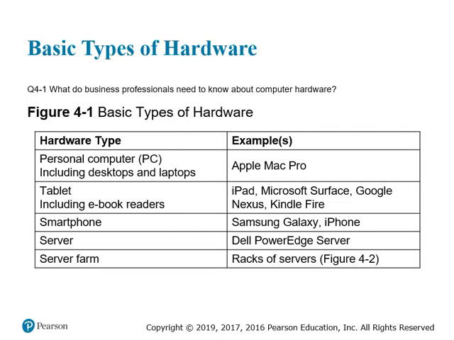So we have some basic types of hardware here. Personal computer, that would be like an Apple Mac Pro. Tablet, to include ebook readers, so Kindle Fire, iPad. Smartphone, everyone knows what a smartphone is. Server, it's like a Dell PowerEdge server. And a server farm is many servers.